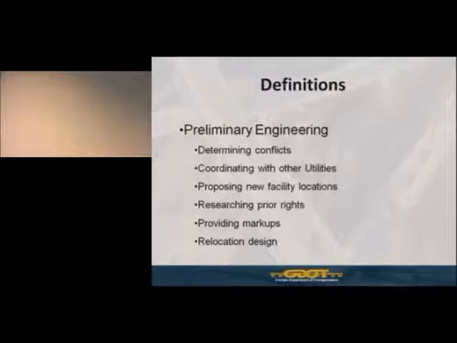You're proposing your new facility locations. You may be researching prior rights if you feel you're entitled to reimbursement for your relocation work. You provide markups to the department and to other utility owners if need be, as well as completing your relocation design and all. Those are typically items that should be identified under the preliminary engineering phase.